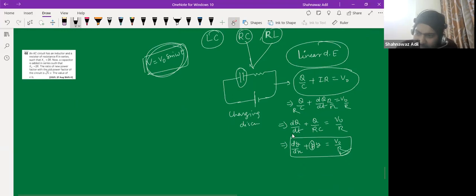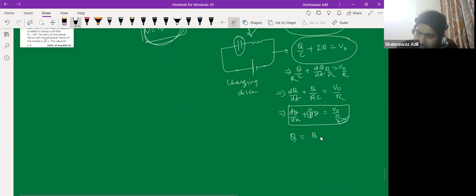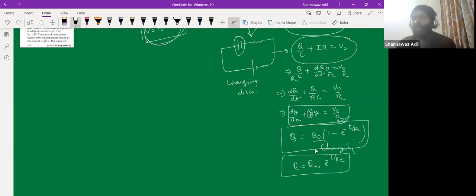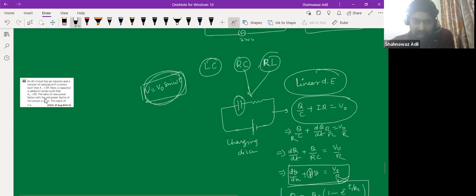And finally, what you will get is Q naught times (1 minus e to the power minus t by RC). So you will get the charging condition, right? If you increase the time, this term is decreasing, so the charge will increase to the maximum. So this is the charging condition, and then you have discharging, which is Q max times e to the power minus t by RC. So this is the discharging condition. The next class we will solve this, right? Okay, we'll stop here.